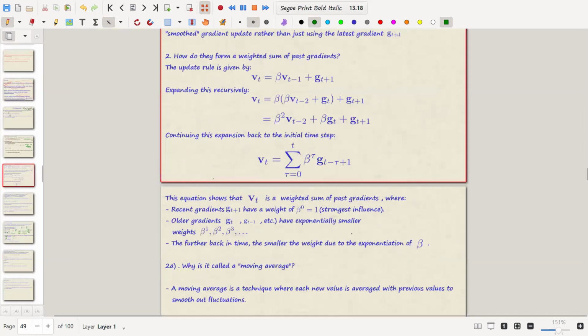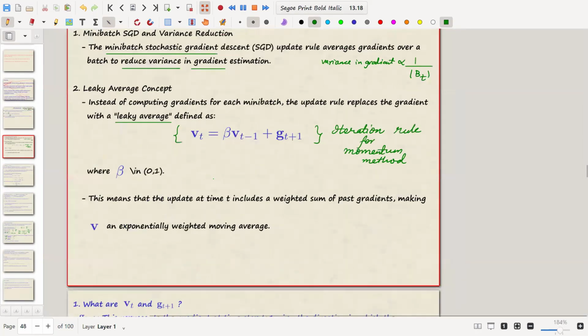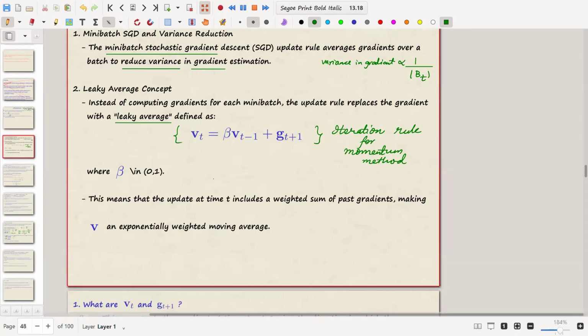So I was telling you, let us be back to this. You can see that this is the iteration procedure for the momentum method. Vt equals beta Vt minus 1 plus Gt plus 1. Okay, but this looks frightening. What are all these numbers and variables? It is indeed confusing, but the moment you look at it carefully, you will see that it is easy.